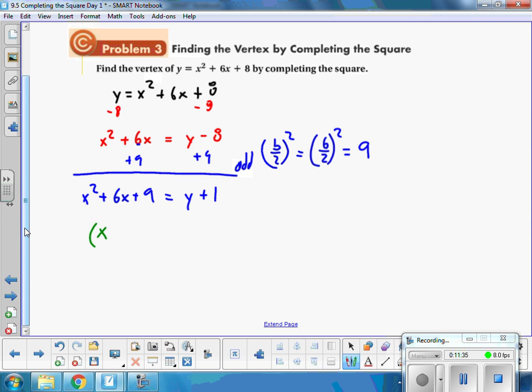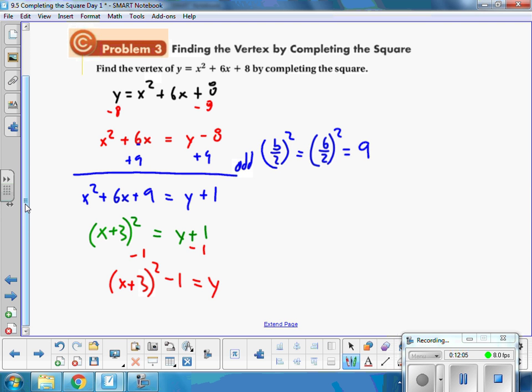I know that this side is a perfect square. It's x plus 3 squared. That I know. Now, I'm going to subtract 1 from both sides, and I can get my x plus 3 squared minus 1 equals y. All right, find the vertex of this by completing the square.